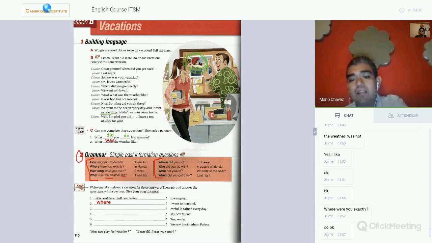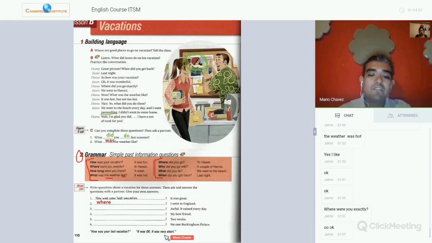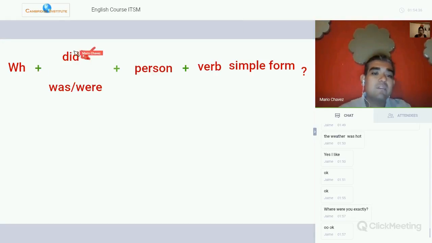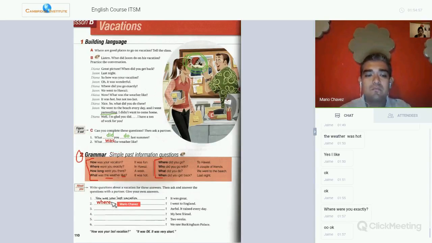Dice, went to England. Fui a Inglaterra. Went to England. Como el verbo es go, what auxiliar should we use? ¿Qué auxiliar usaríamos? Did, or was, or where? El verbo es go, we, go. So what do you think? Should we use did, or was, or where? To make this question, should we use did, or was, or where?